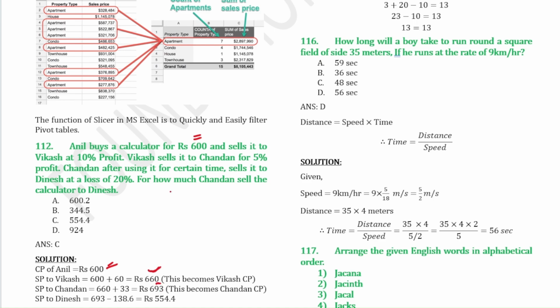And then Vikas sold it to Chandan for 5% profit. So 5% of 660 is 33, right? So 660 plus 33 will give you 693, and this 693 will be the CP for Chandan. And then Chandan sold it to Dinesh at a loss of 20%. So 20% of 693 is 138.6. Okay, so you subtract it from the cost price, that is 693, so you will get 554.4. So this is the amount that Chandan sold it to Dinesh for.